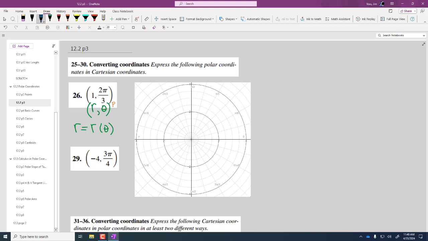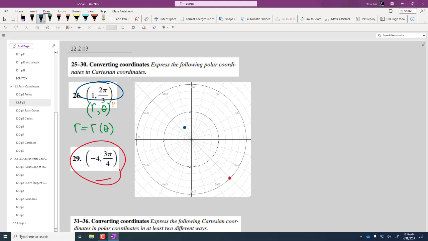So for 1 comma 2 pi over 3, we go to a 2 pi over 3 counterclockwise rotation and go 1 unit out. That puts us right there. That's the polar point. For this one, we go to 3 pi over 4, which is right along there. But then we go to negative 4, so we come backwards down this line to negative 4, which is right there. This one is in red, and the other one is in blue.